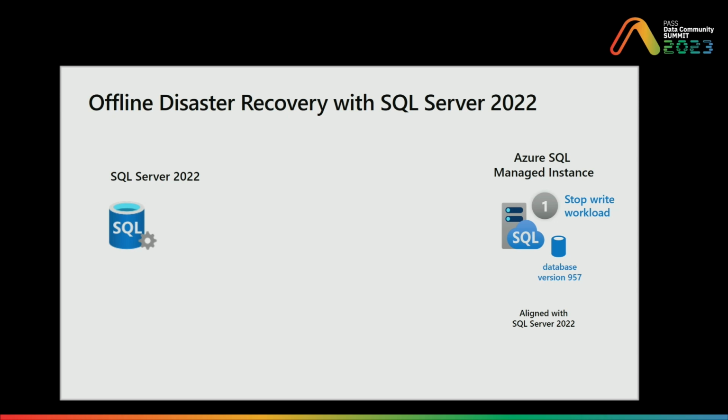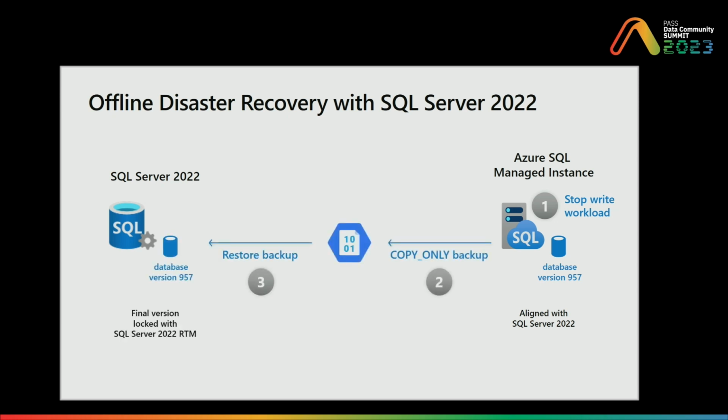You can take a backup of SQL Server and restore it on managed instance, which you could already do previously. Or if you're running your managed instance in the cloud, and let's say you want to export the backups for your on-prem or other regulatory reasons, you want to keep a copy of backup with you, you can stop the workload, take copy-only backups, and then restore those backups. The reason this works is the actual storage format for both versions is the same, the 957 that you see there. We try to keep it the same so that you can go back and forth in either direction.